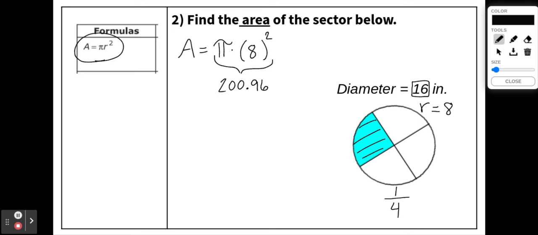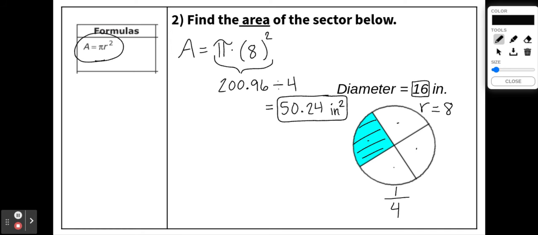So if 200.96 is the entire circle, I could divide that by 4 because there's 4 parts in the circle, and I want to know the area of just one. So I could just divide that area by 4 in the calculator, and that's going to give me 50.24. Each of those 4 sections is going to have an area of 50.24, and of course that's square inches. So that's one way of doing this. I could divide by 4 because there's 4 parts and I want the area of just one of them.